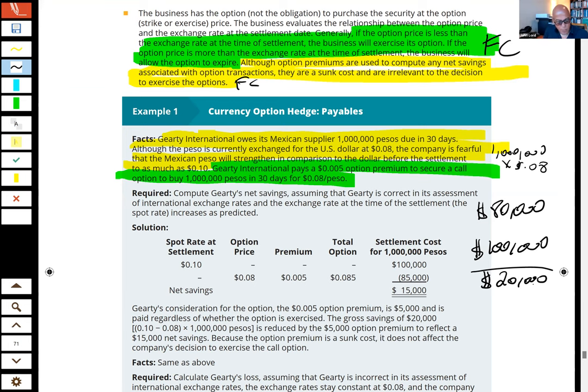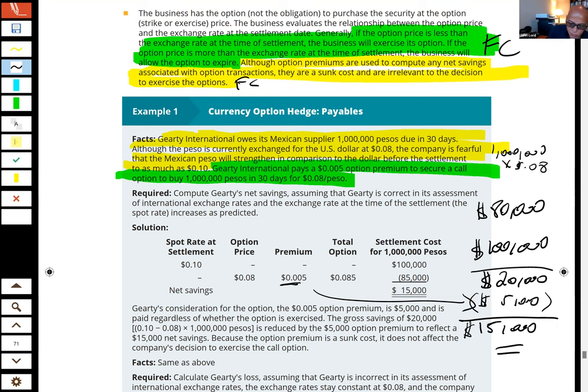Now, what happens if I pay 0.005 for this premium? Then I'm essentially going to have to pay 0.005 times 1 million pesos. I'm going to have to pay $5,000 to get this option. And so I have a net of $15,000 on this, because I'm trying to save myself from going to the $20,000, but I had to pay $5,000 for that. So net, I'm going to have a $15,000 settlement difference here. And that's basically the way they came up with it. You may like the way they did it. I like better the way I did.